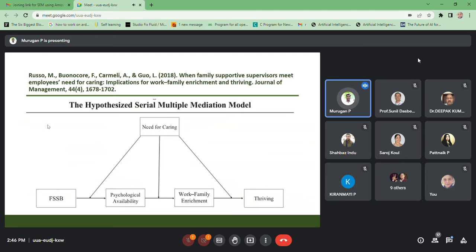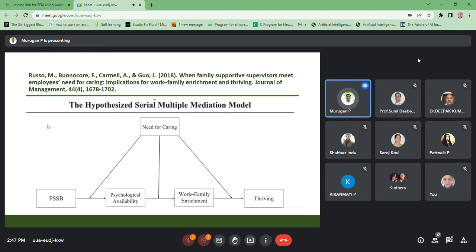Now I just want to show you a few examples to understand how people have used certain variables as mediators in their research. Of course, this paper is about a serial moderated mediational hypothesis. Even in the model itself, in big bold font, they mention it as a serial multiple mediation model. The paper title is When Family Supportive Supervisors Meet Employees' Need for Caring: Implications for Work-Family Enrichment and Thriving. Here the "when" question relates to the moderation they are testing, keeping need for caring as a moderator.